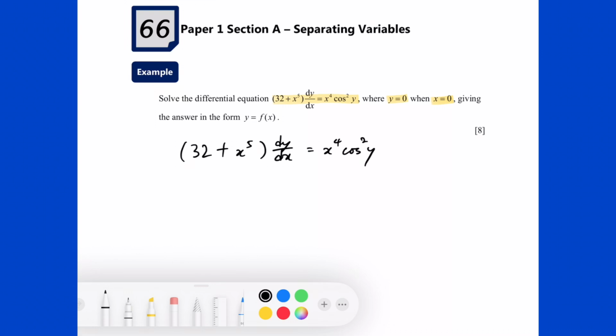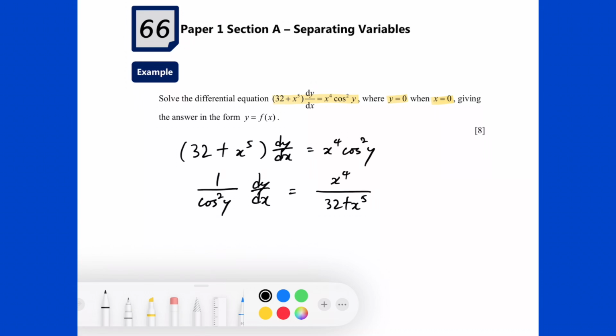So for the next step, we can try to move the cos²y from the right-hand side to the left, which becomes 1 over cos²y. And then the bracket 32 + x^5 from the left, we can move it to the right, such that it becomes the denominator on the right. It becomes x^4 over 32 + x^5. And then we have dy/dx on the left.